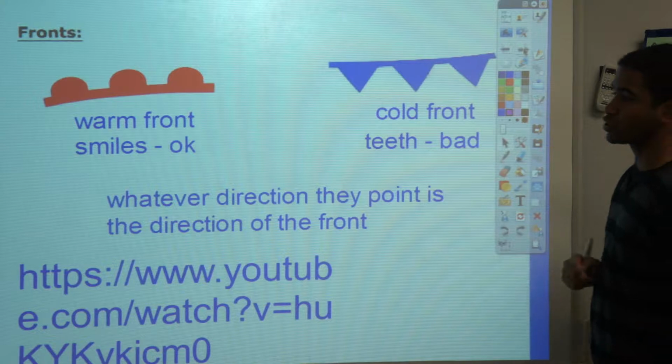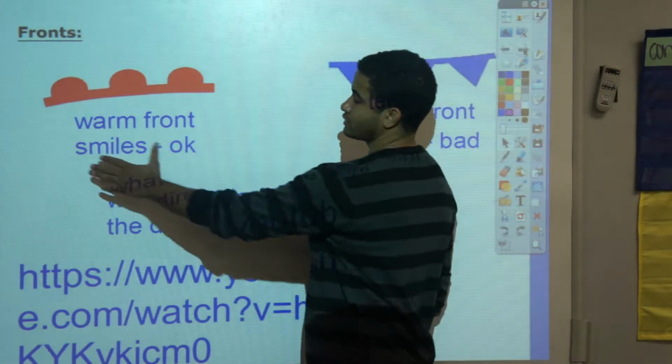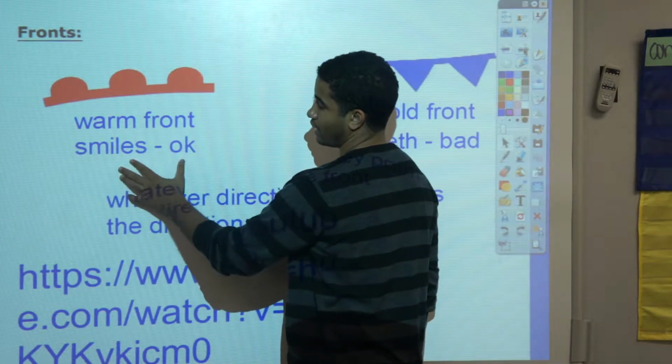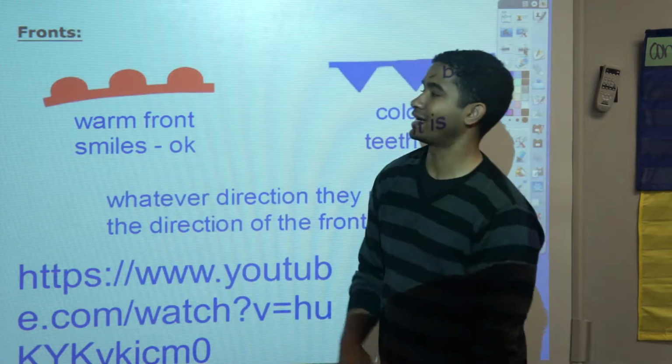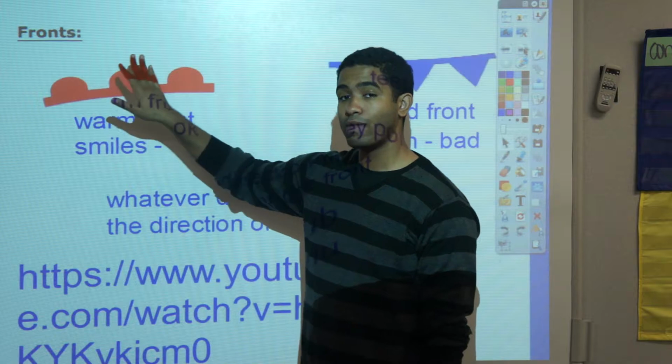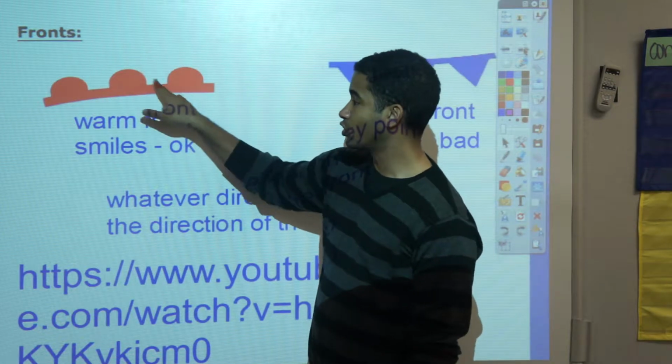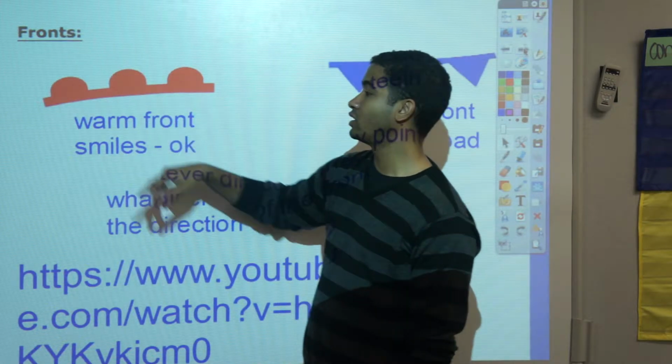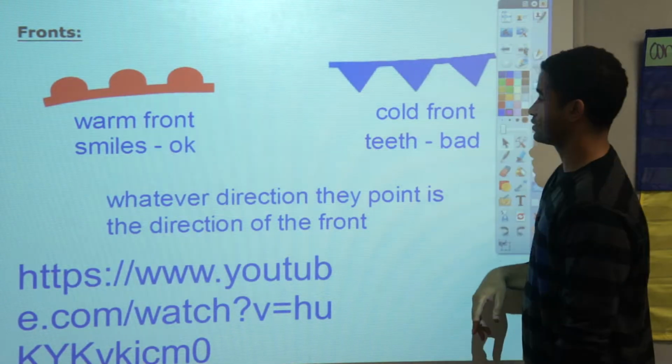Alright, so here's a picture of our fronts. Here is the warm front. Alright, this is like smiles is okay. I like to say that it looks like little rising suns. Okay, so it's warm. Remember, it might not be in color, so you need to know little half circles or rising suns are warm front.